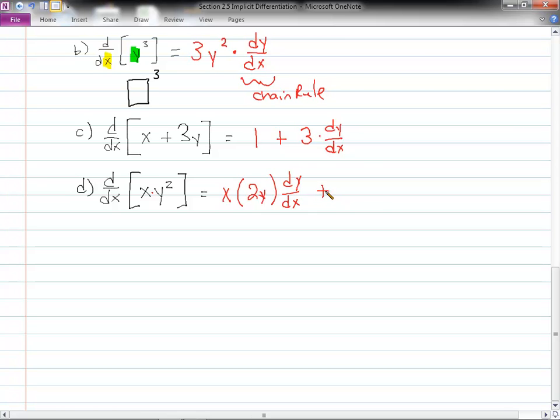And then plus second, which is y squared, times the derivative of the first, which is just 1. And you don't have to multiply by dy dx now, because you've already taken the derivative with respect to x. You're done. Okay, so that's 2xy dy dx plus y squared.